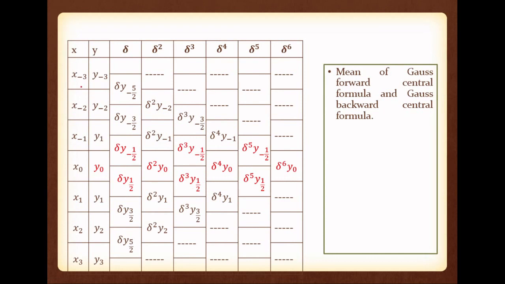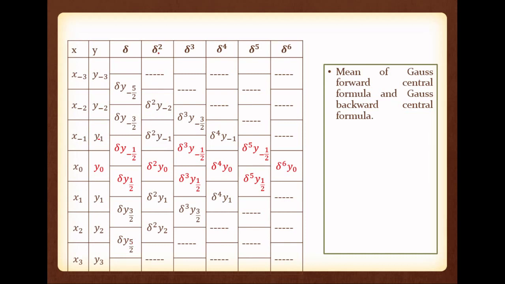So please note, for the Gauss forward formula and Gauss backward formula, we considered this table. Here the data are x minus 3, y minus 3, x minus 2, y minus 2, x minus 1, y minus 1, x0, y0, x1, y1, x2, y2, x3, y3. So this one is the given data. The first central difference is theta y minus 5 by 2, the difference of these two, theta y minus 3 by 2, the difference of y minus 1 minus y minus 2, theta y minus 1 by 2, theta y 1 by 2, theta y 3 by 2, theta y 5 by 2.